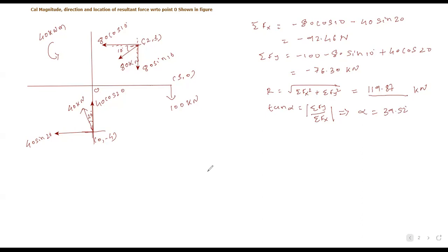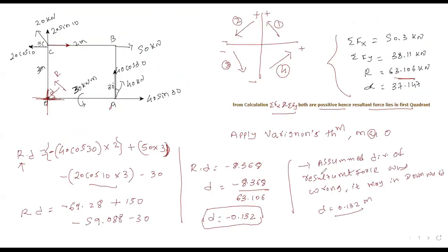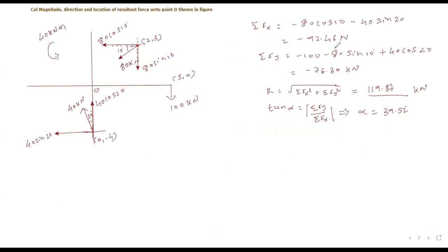Okay, as I wrote in the previous slide, from calculation sigma fx, sigma fy both are positive. Hence, resultant force lies in first quadrant. In this case, sigma fx and sigma fy both are negative. Yes or no? Hence, your resultant force lies in third quadrant.